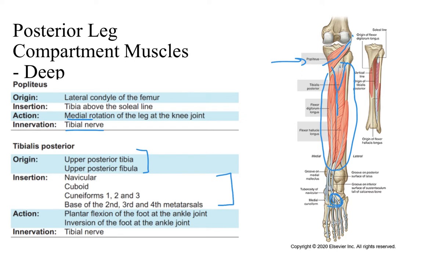And so what its job is to do is to help with plantar flexion of the foot at the ankle, just like we had with the Gastrocnemius, just like we had with the soleus and the Plantaris. But since you do have some insertions medially, like this medial cuneiform right here, it's also going to be involved in inversion of the foot, so rotating your foot inward, so the sole is pointing medially.